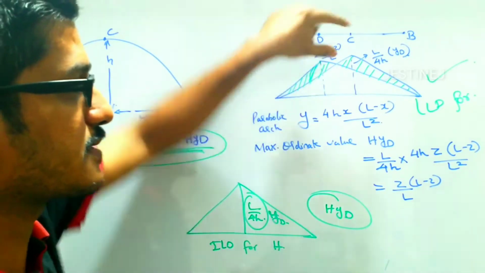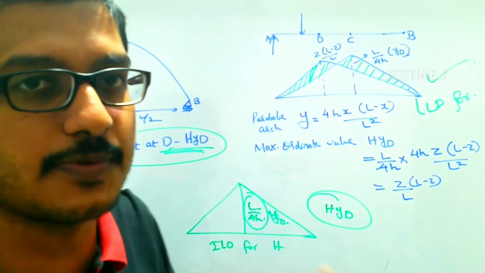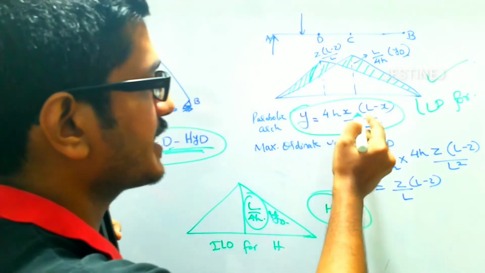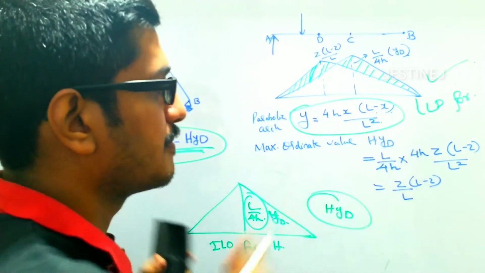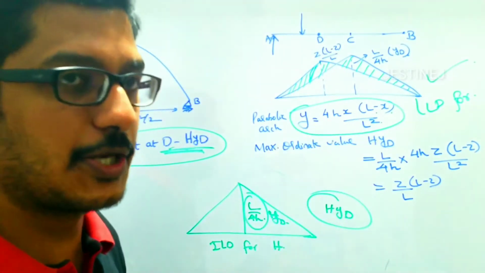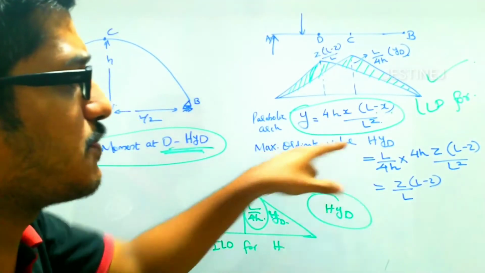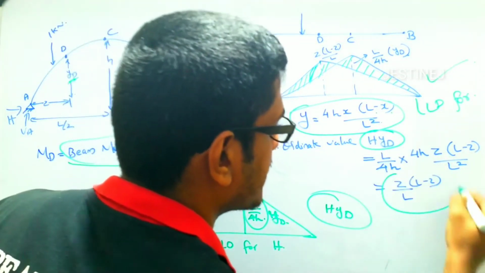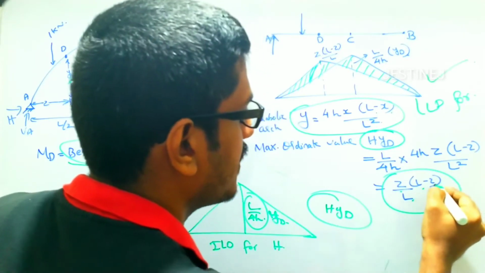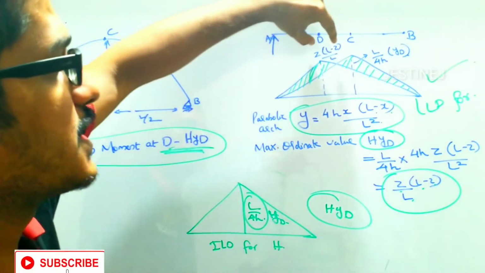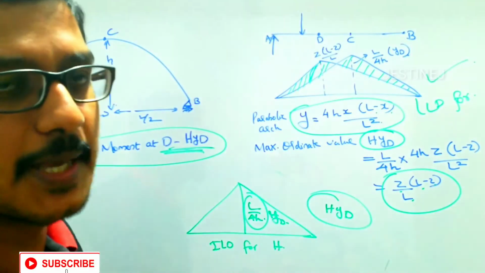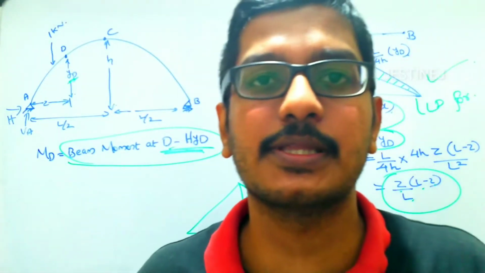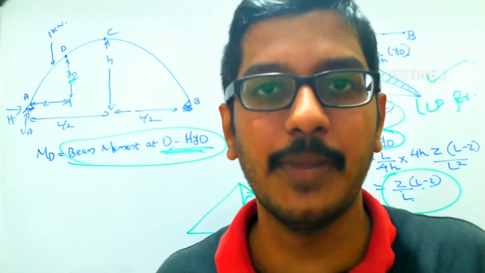If this arch is a parabolic arch, the general equation is y equals 4x multiplied by (L minus x) by L square. We already studied this equation. If you substitute the value in the maximum ordinate of the HYD diagram, you will finally get Z by L multiplied by (L minus Z). That means both ordinate values will remain the same in the case of a parabolic arch. So this is the influence diagram for the bending moment.